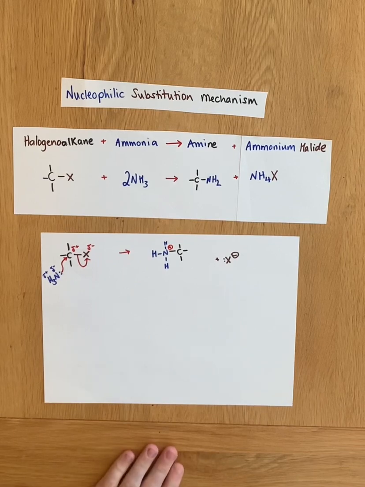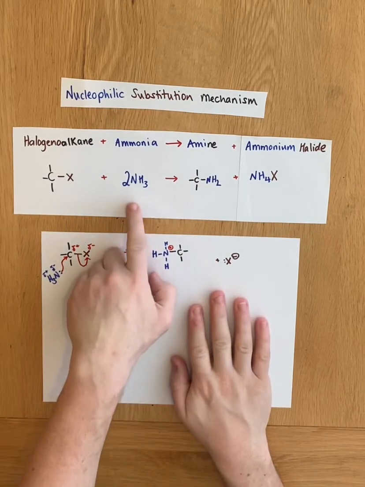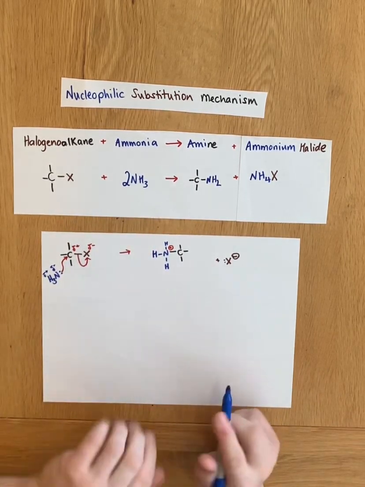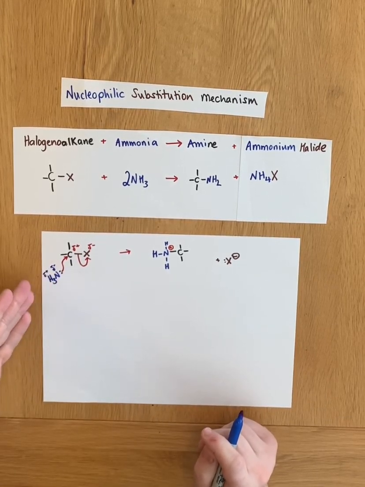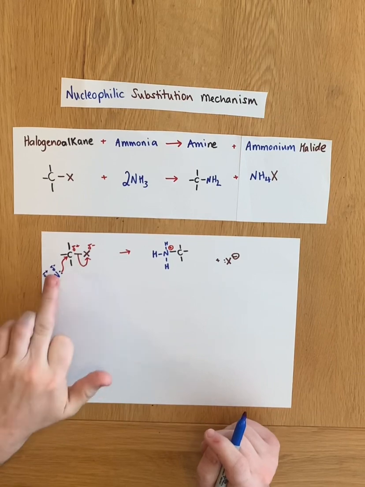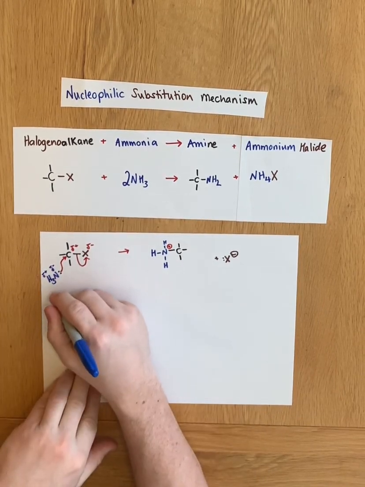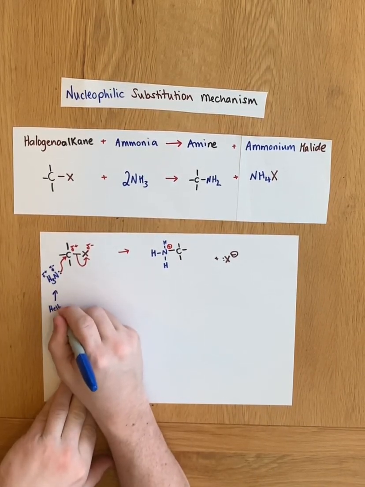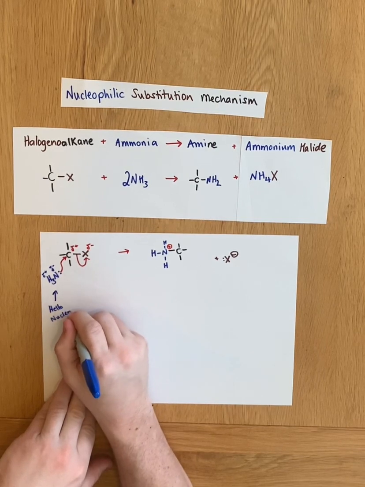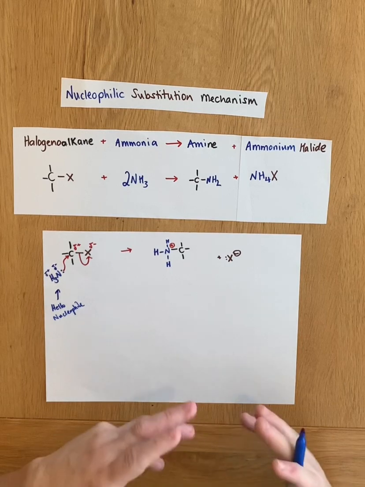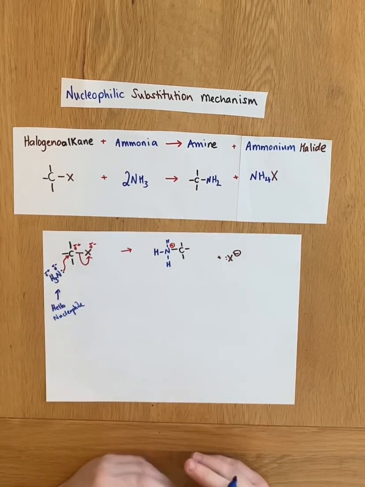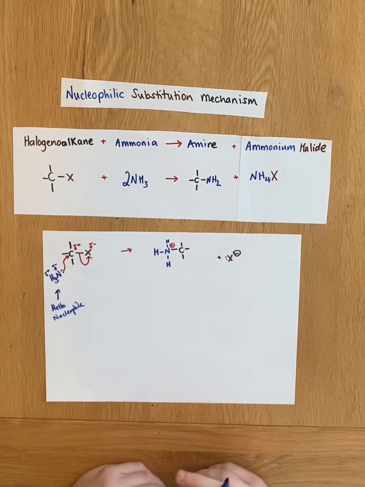Now this is not the end of the story. This is where our second ammonia molecule will come in. As you know, ammonia has a lone pair of electrons, so can react as a nucleophile. Hello, nucleophile. Ammonia is also a base, because you know that bases are proton acceptors, they react with H+.